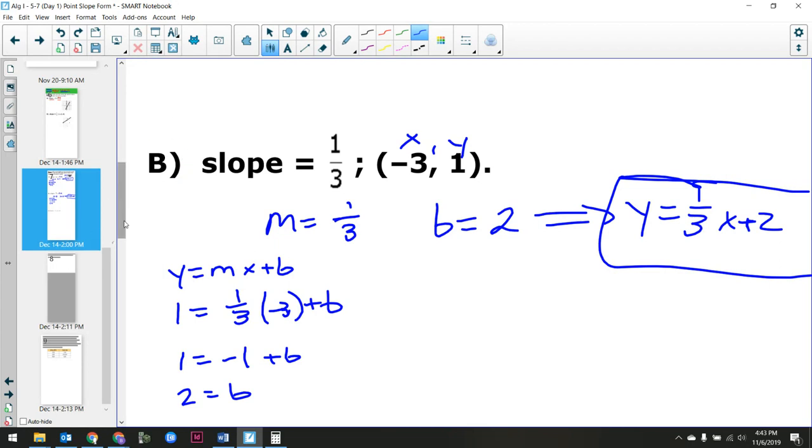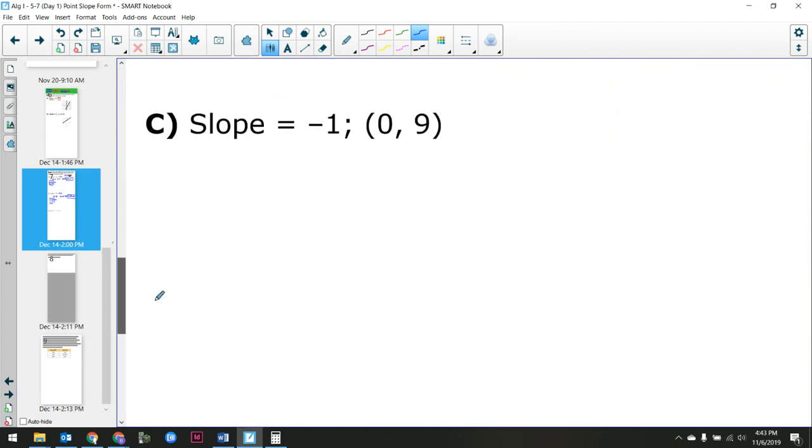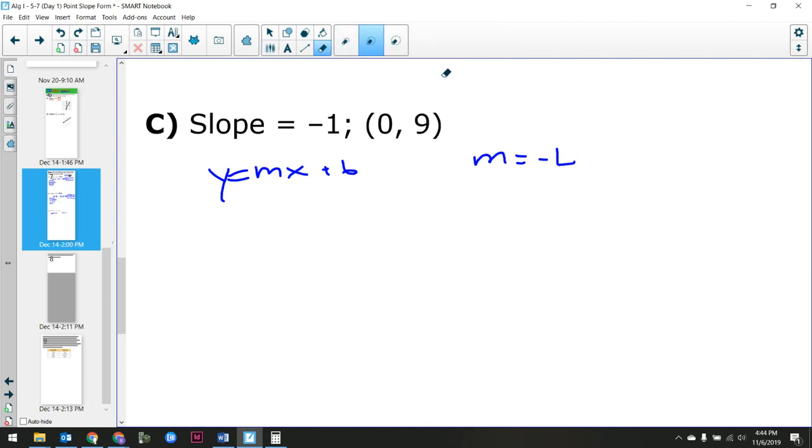Okay, I'd like you to try part C on your own. Okay. So again, we have y is equal to mx plus b. Oop, I forgot to identify. M is -1, and I don't know my b value yet, right? My b value is unknown yet.